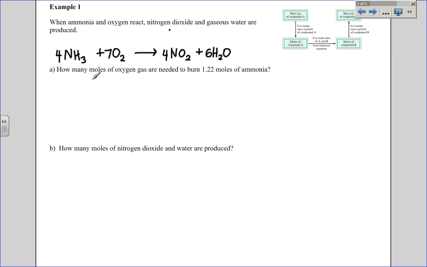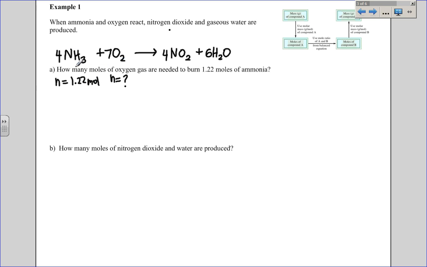In part A, we're asked how many moles of oxygen gas, so I want to know how many moles of oxygen are needed to burn 1.22 moles of ammonia. So I know how much ammonia I have, and I want to know how much oxygen I need in order to consume all of that ammonia.